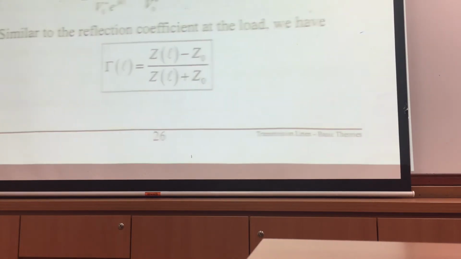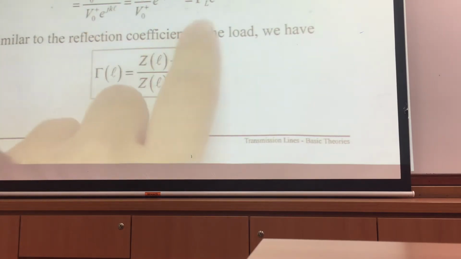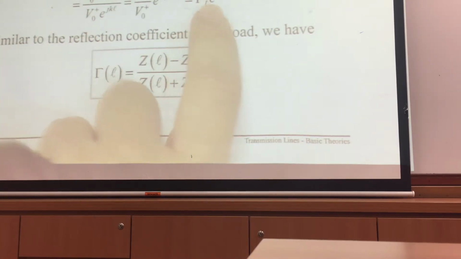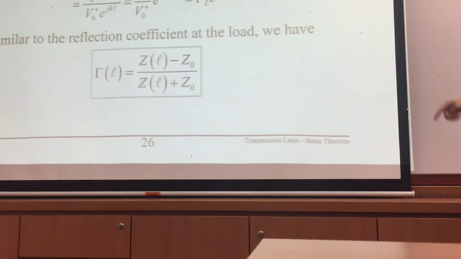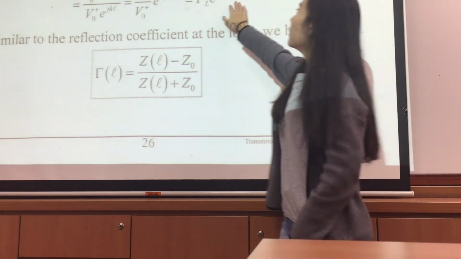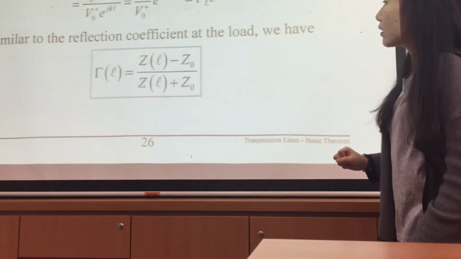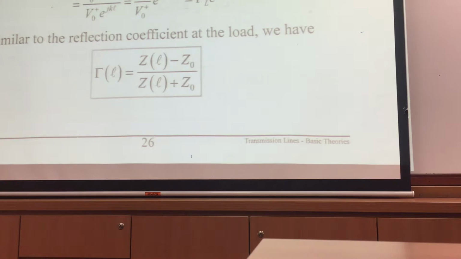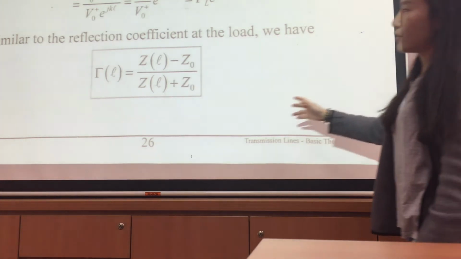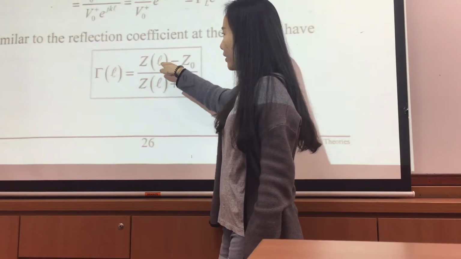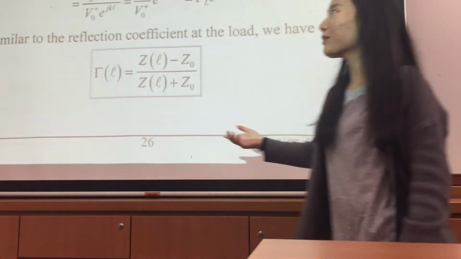If you want to calculate gamma at any point, then you have another equation with the addition of e to the power of minus j 2KL. So at this point, the gamma is calculated by this. But at this point, the gamma should be calculated by this one. As long as you know the impedance at L, then you can also use this one. But usually we don't know.